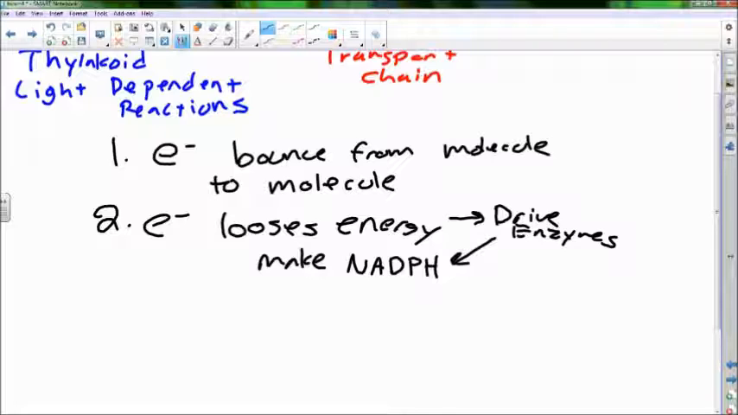Okay? Now, NADPH is just a special molecule that can store energy. It's sort of like ATP, but it has a different structure. So we can't make ATP right here, but it can make ATP's slightly inferior cousin, NADPH. That NADPH can then carry energy to another part of the photosynthesis experience.